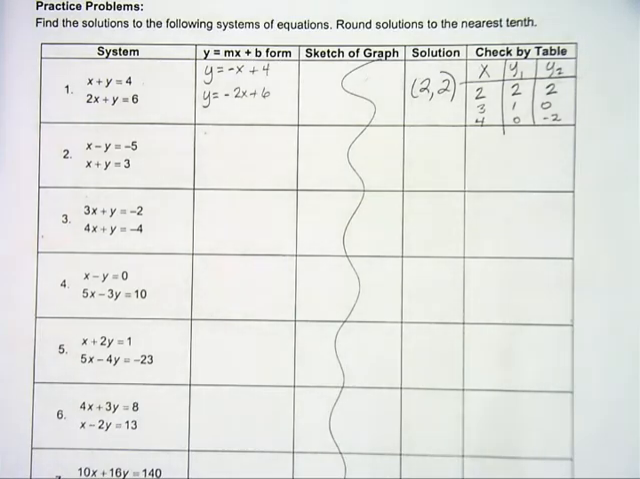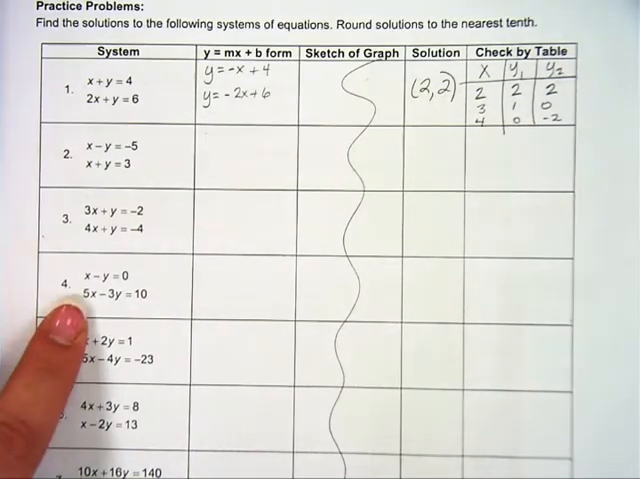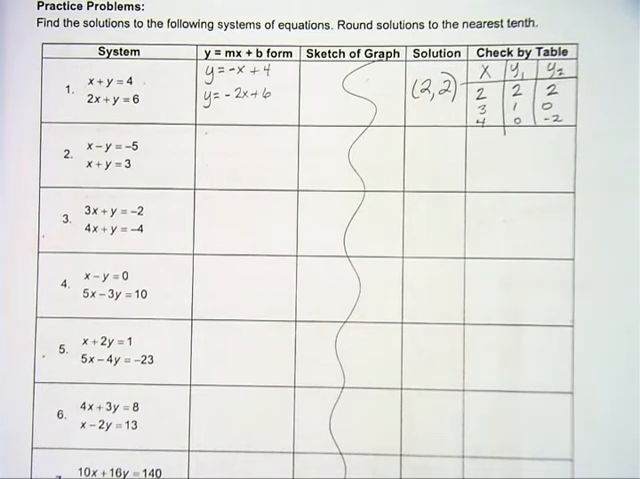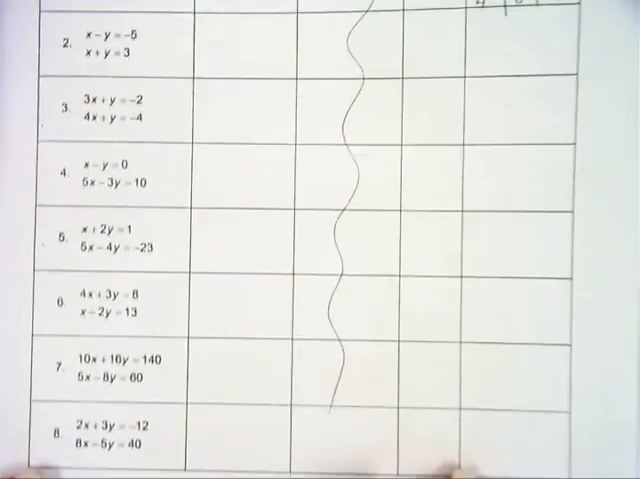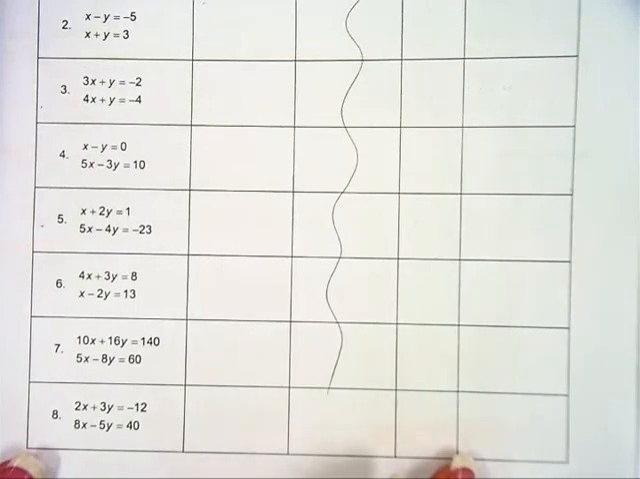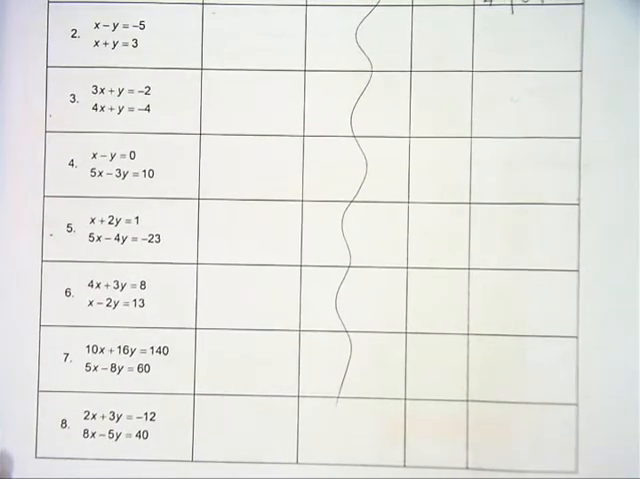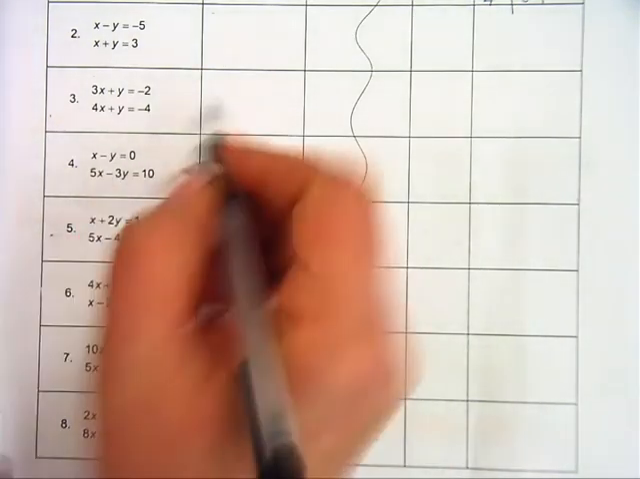Okay, I'm going to do a couple more with you, and then I'm going to turn you loose to finish this up. I'm going to skip all the way down to number 4. Number 4, when you see it equals 0, sometimes that kind of throws you. So I'm going to move this up, and we're going to work that one. Go ahead and rearrange number 4 into slope-intercept form, both equations, into y equals mx plus b. And watch out for negative signs.